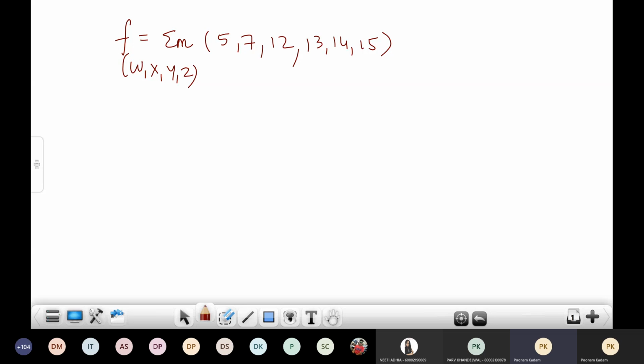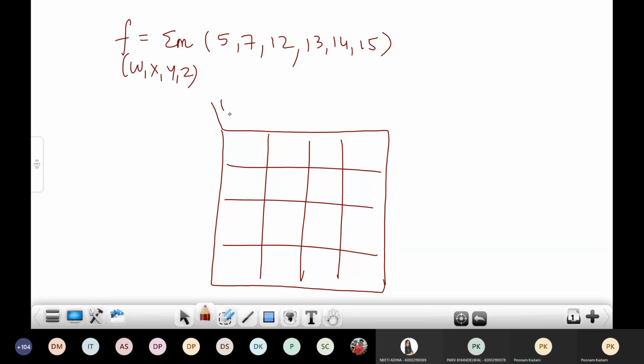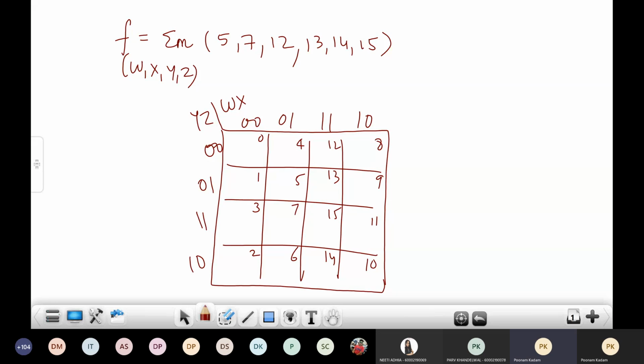So let us minimize this expression using K-map now. It's a 4 variable function, so it means we have to use a 16 cell K-map to minimize this expression. So let us draw the K-map first. W, X, Y, Z. 0, 0, 1, 1, 1, 0. And then let me also write the minterm inside each cell. So it is 0, 1, 4, 5, 6, 7, 9, 10.